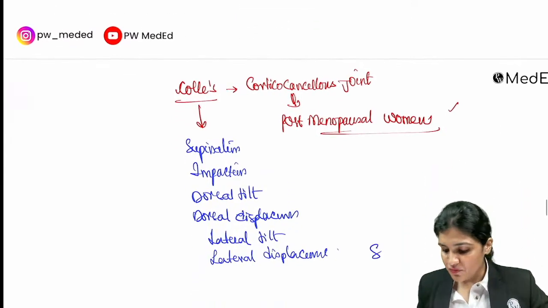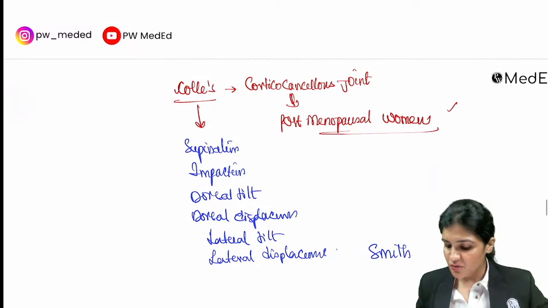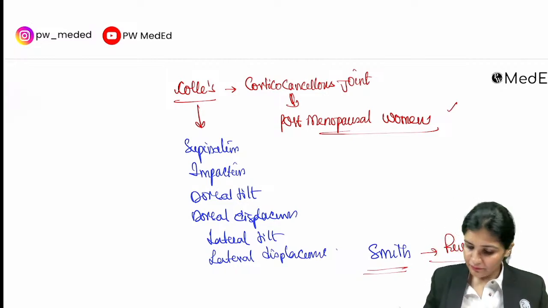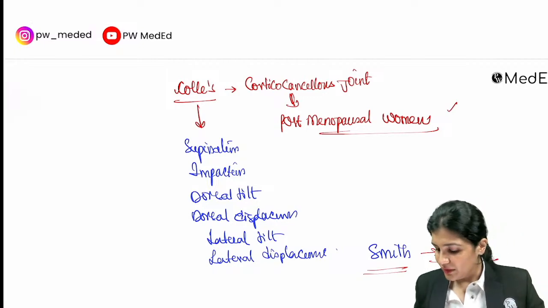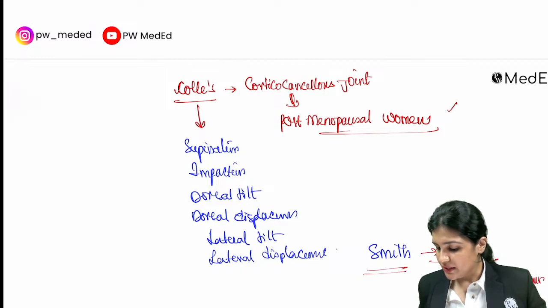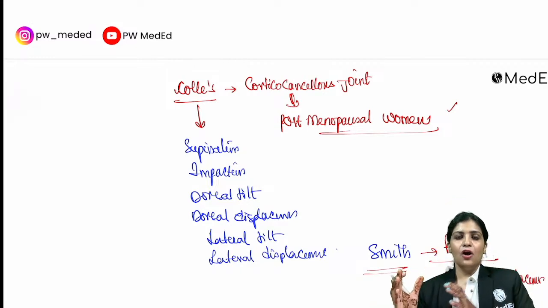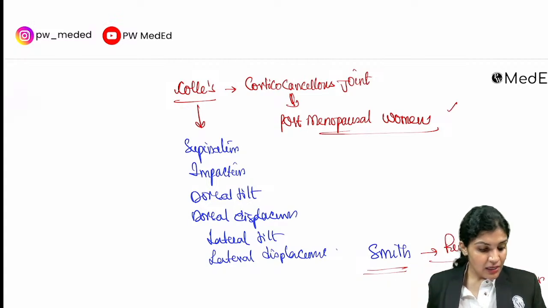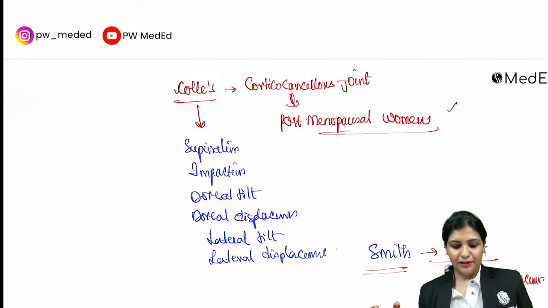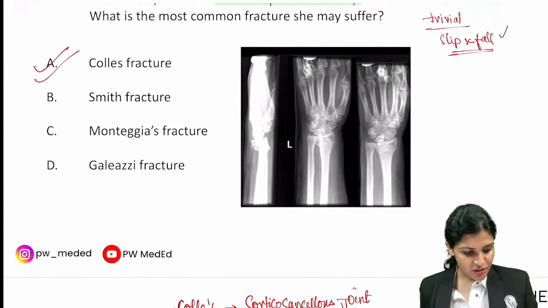Then what is Smith's fracture? So we are coming to that particular question. Smith is the reverse of Colles, where you see the ventral tilt or the ventral displacement, right? That is ventral or palmar displacement or palmar tilt, the opposite side of Colles. So Smith's fracture is this palmar tilt or palmar displacement. So this is dorsal tilt, that is palmar tilt. So the opposite of Colles is your Smith's fracture.